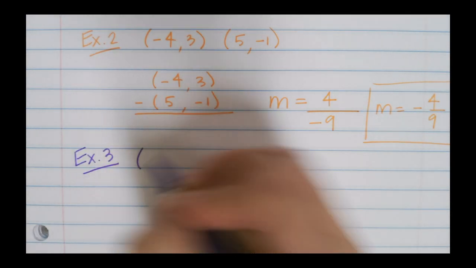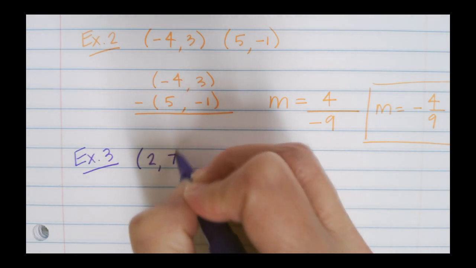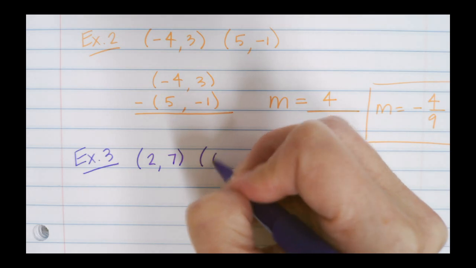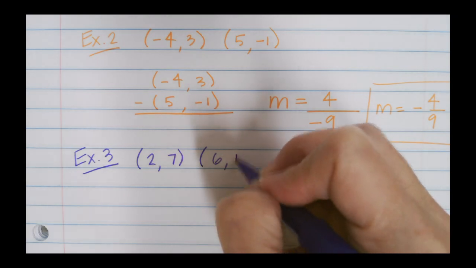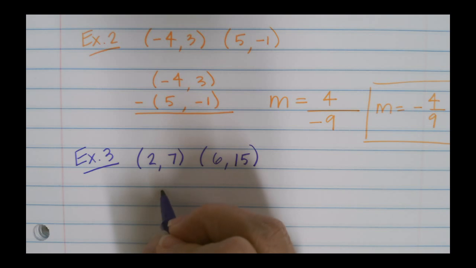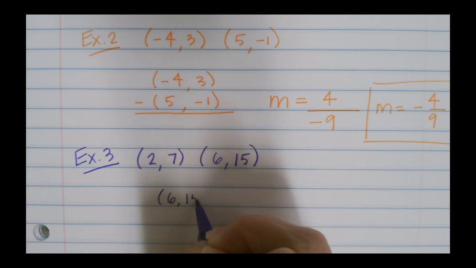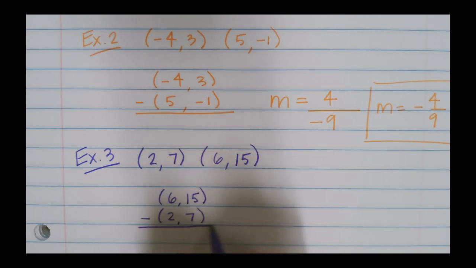Okay, let's say we have, how about 2, 7, and 6, 15. I don't know. I'm just making these up. All right, so first thing we're going to do is stack them. And again, it doesn't matter, so you decide. Let's say on this one, you want the larger numbers on top. So I'm just going to do 6, 15, and we need to subtract 2, 7.